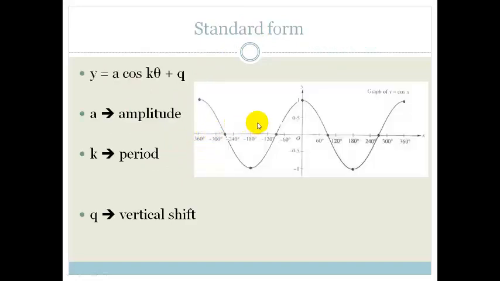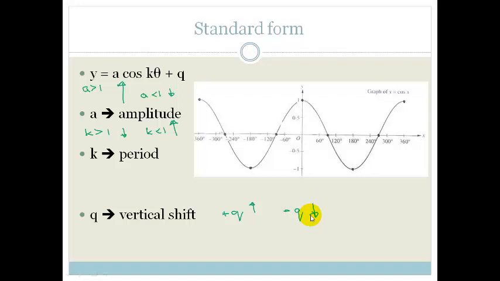Now let's talk about the standard form and all the different changes. So we know that y is equal to a cos k theta plus q is what you've learned so far as the standard form. A is your amplitude, and we know that if A is greater than 1, you're going to have a very large amplitude, whereas if A is smaller than 1, we're going to have a small amplitude. K, remember this, if K is bigger than 1, the period gets smaller, whereas if K is smaller than 1, the period gets bigger. And then Q, your vertical shift as always. So if you've got a positive Q, we're going up, or if we've got a minus Q, we're going down.